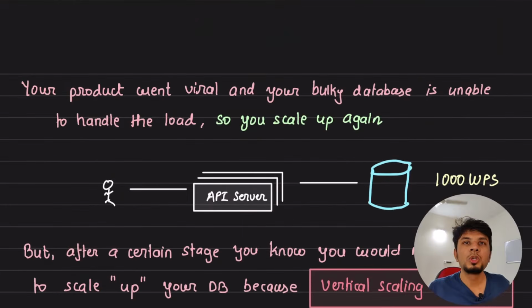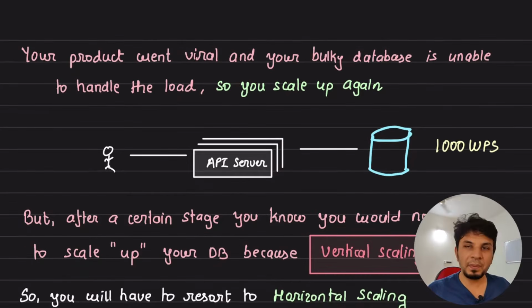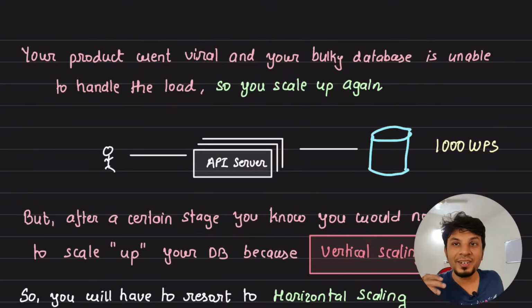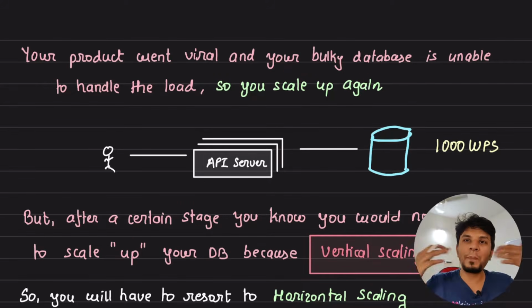But now let's say someone really famous tweeted about your product and your product went viral. It went viral like anything. And now what happens is you were prepared to handle a load of 200 writes per second, but now you're suddenly getting 1000 writes per second. Now what would happen? When you get this many writes, you need to scale up again.